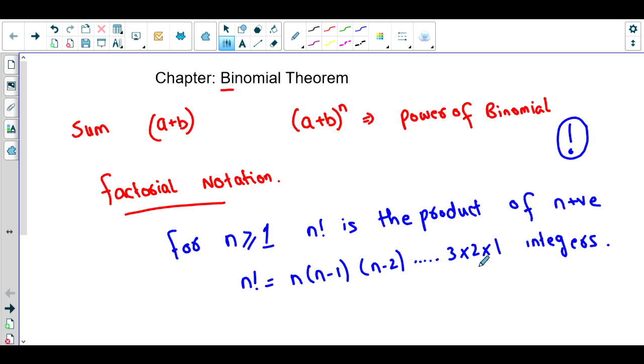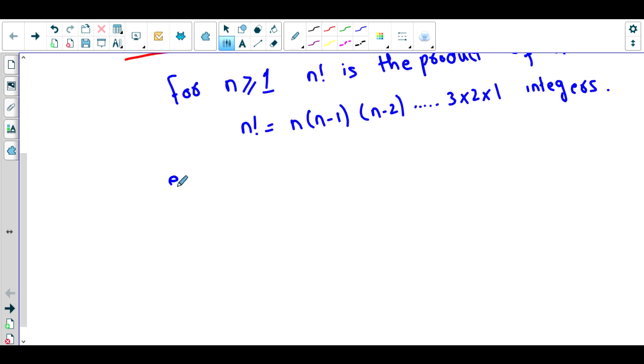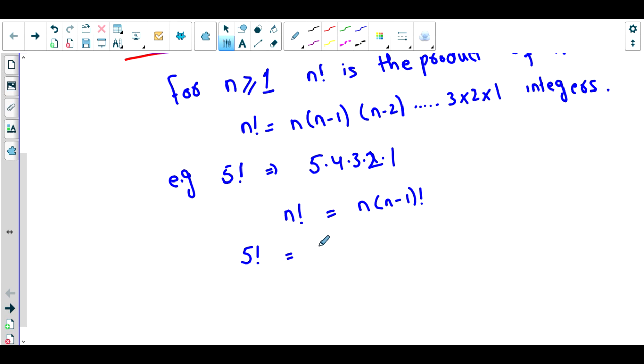Like for example, if you have 5 factorial, how can we solve it? It means 5 into 4 into 3 into 2 into 1. It can also be written like this: n factorial can also be written as n into (n minus 1) factorial. Like you have 5 factorial, you can also write it like 5 into 4 factorial. Why? Because 4 factorial will be 4 into 3 into 2 into 1.